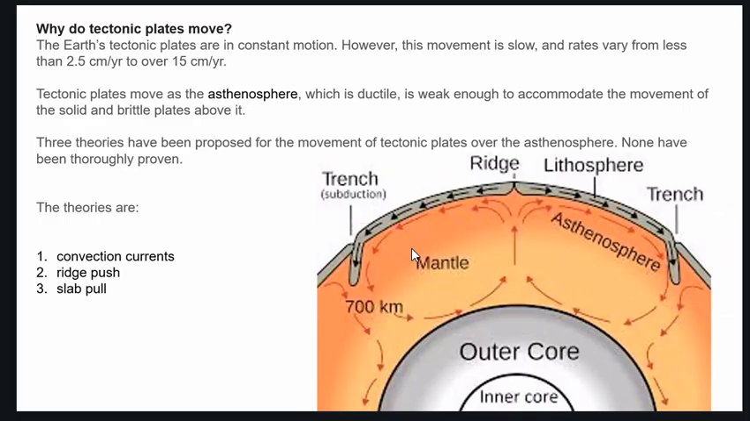Okay, what causes the plates to move is called convection current. That is the major one. But there are three theories that have been put together to explain plate movement. We are going to be seeing the three theories now. The first one is convection current. The second one is the ridge push. The third one is the slab pull.